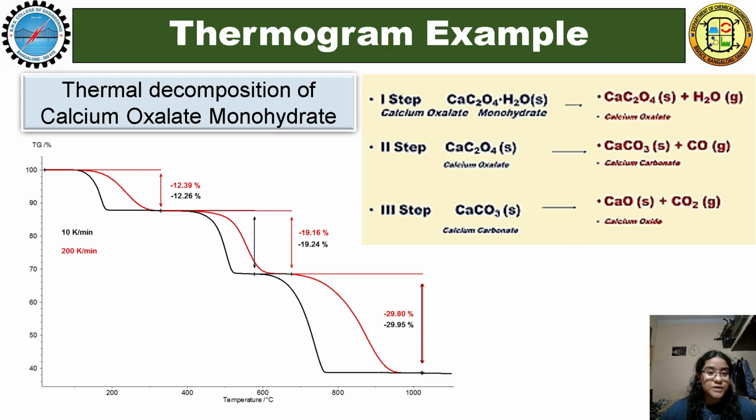So there is a horizontal portion observed from 226 degrees Celsius to 346 degrees Celsius, which shows the thermal stability of CaC2O4 in this portion. The decomposition of CaC2O4 to CaCO3 with the elimination of CO occurs in the temperature range of 346 to 420 degrees Celsius. At 420 degrees Celsius to 660 degrees Celsius, the horizontal portion gives the thermal stability of CaCO3. Above 660 degrees Celsius, CaCO3 decomposes to CaO and CO2, after which it becomes stable.